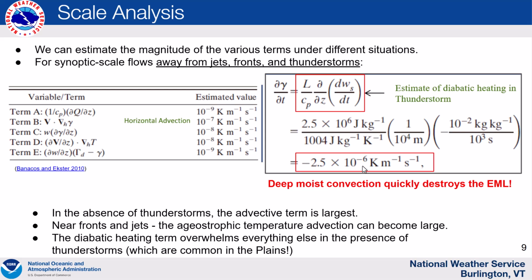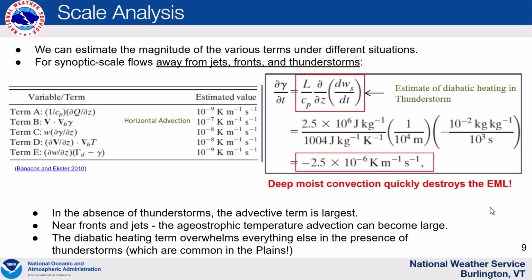There is massive latent heat release within a thunderstorm due to the latent heat of condensation, and we know that thunderstorms will tend to move lapse rates towards moist adiabatic values as the air mass becomes worked over. So deep moist convection has the effect of quickly destroying the EML. So while the advection term is large, if we want an EML to survive from the Rockies all the way to the Northeast, we need to limit thunderstorm development en route along its trajectory, and that is typically difficult to do.